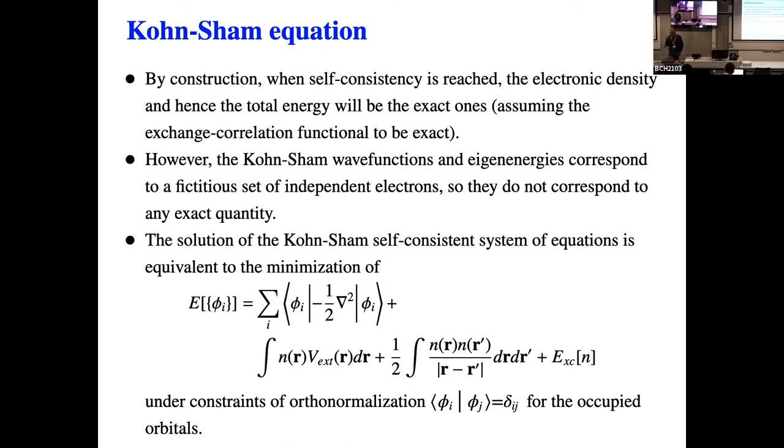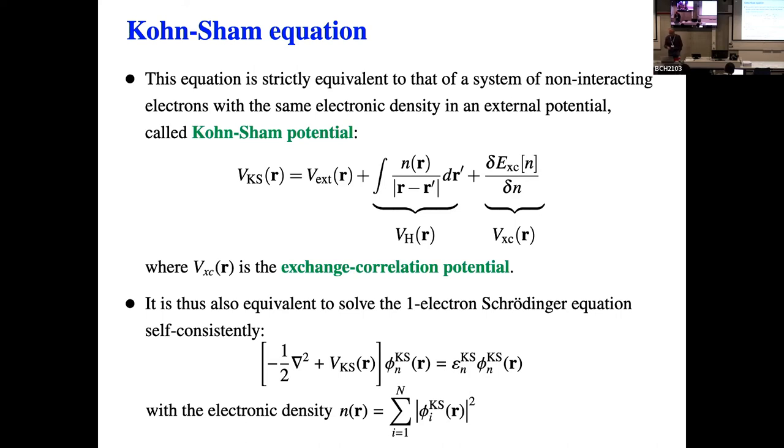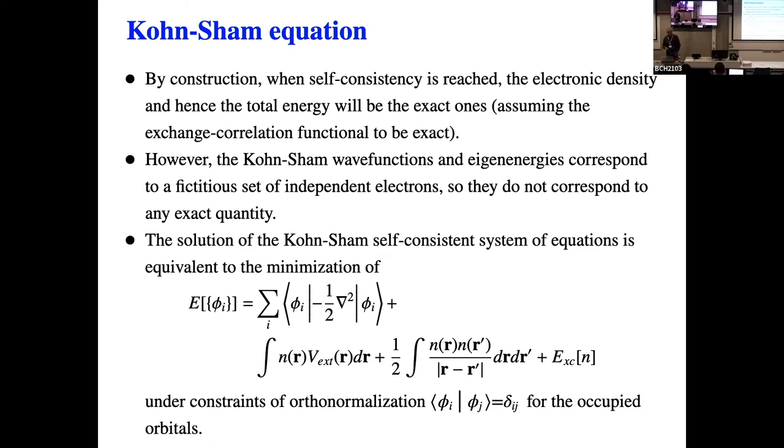Now, probably many of you have had a look at these eigenvalues here of the Hamiltonian of the one particle wave function. Just to remind you that these wave functions and the eigenvalues that we have are those of a fictitious set of independent electrons. They are not those of the real ones. They do not correspond in principle to any exact quantity. We'll see that there are some exceptions, but in practice, they're just Lagrange multipliers, the eigen energies, okay?